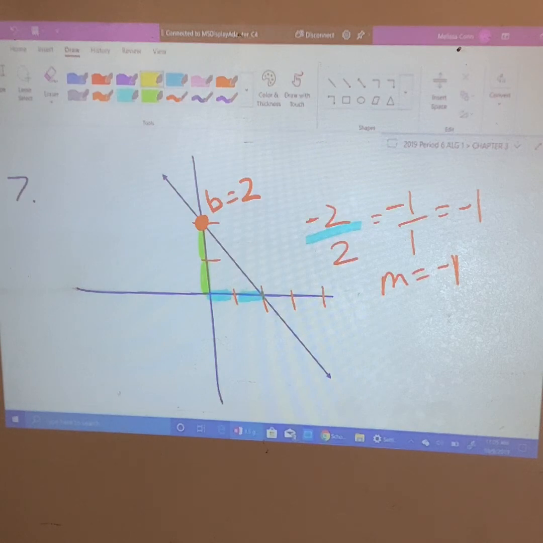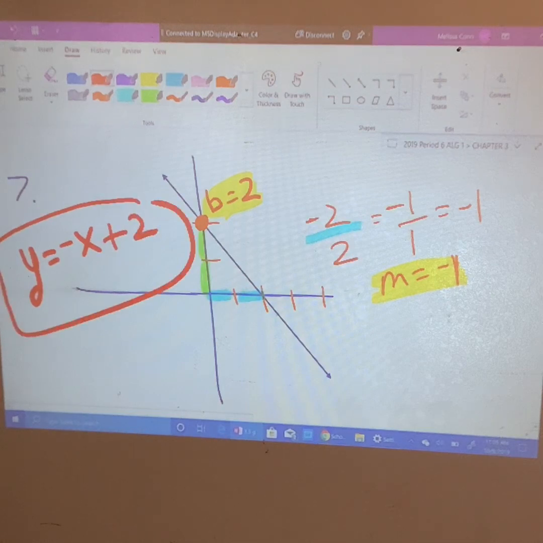Once you know the slope and the y-intercept, I now know the equation of this line. The equation is y equals negative 1x, so I'm just going to write negative x, and the y-intercept is at 2. That's the equation of this line.